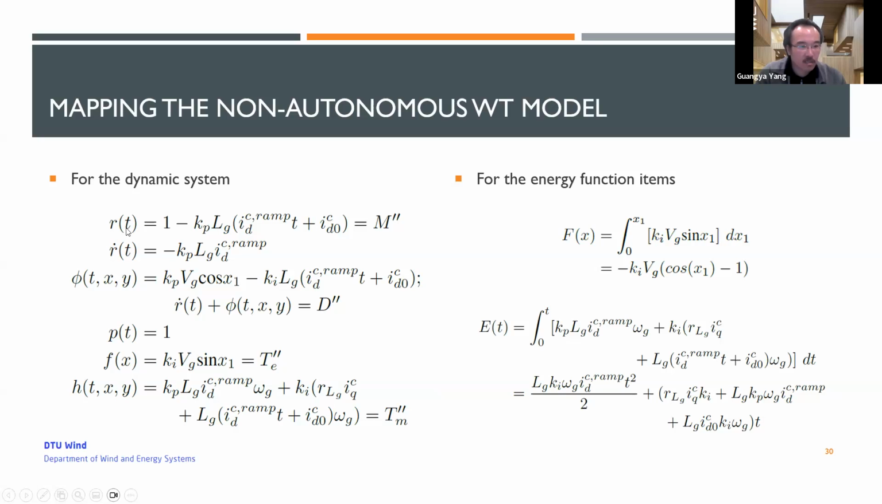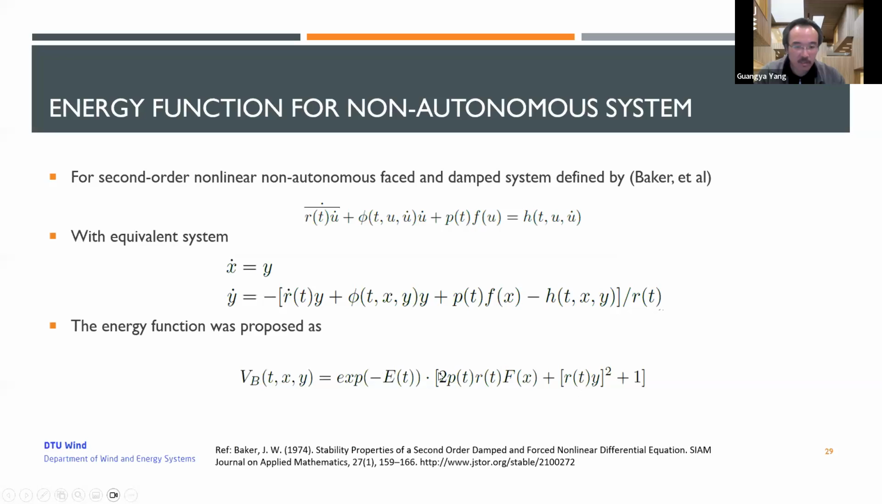So this R dot T you can map as M, and then this phi function can be mapped as this, and then R dot T plus phi is the damping term, and then we also have the electric and mechanical torque mapping from this non-autonomous representation. And then for the energy function, we can also formulate the terms used by the energy function here.